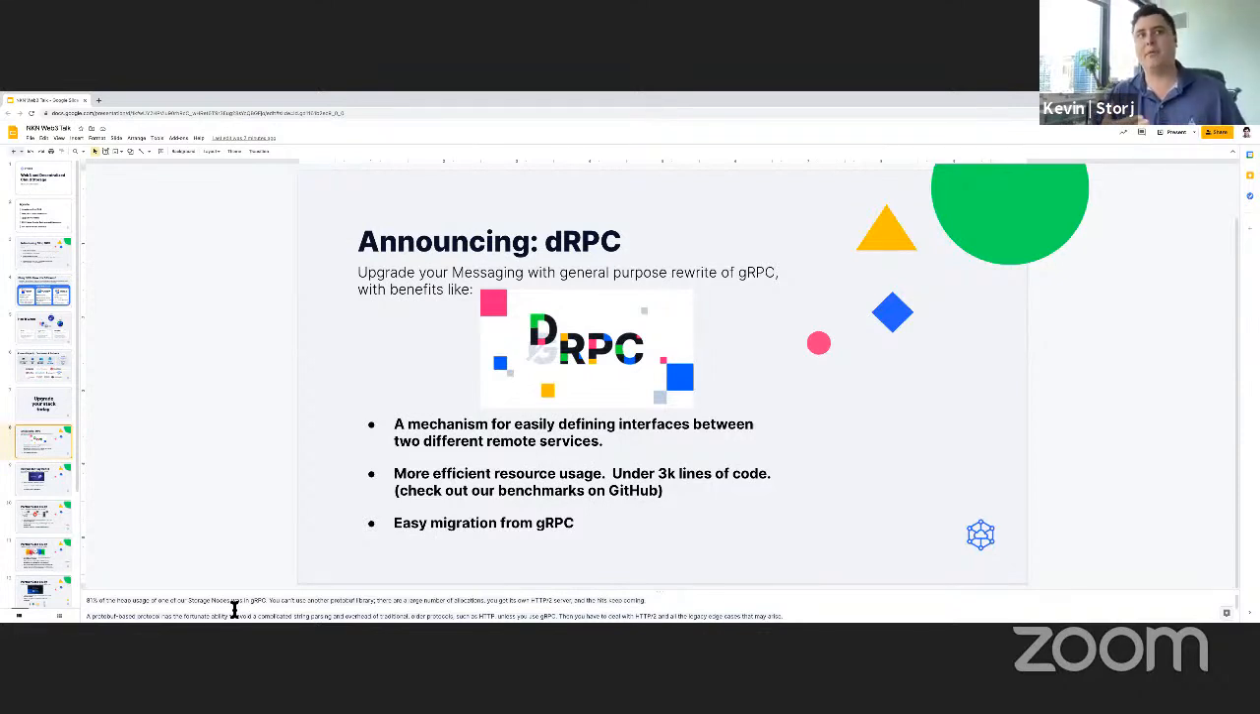So basically to power this distributed network, we decided to rewrite gRPC in a way that's much more efficient in terms of resource utilization. And we just published our benchmarks on GitHub today, so I'd recommend checking that out. The whole thing's really simple to use. It's under 3,000 lines of code, while gRPC is over 30,000 lines of code. So that's a really cool messaging tool that we announced today and open sourced. You can upgrade your stack with that.